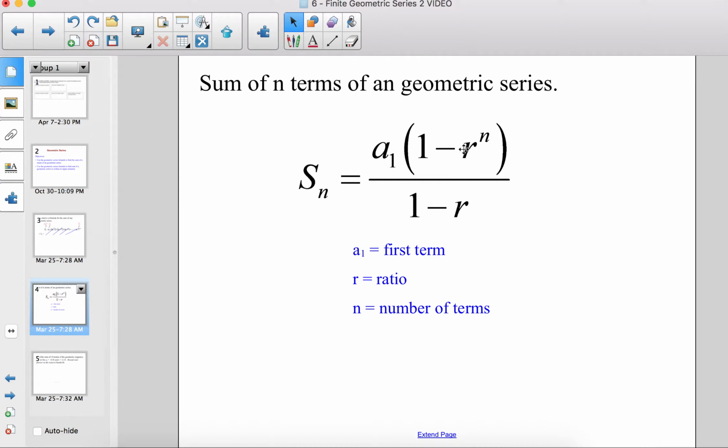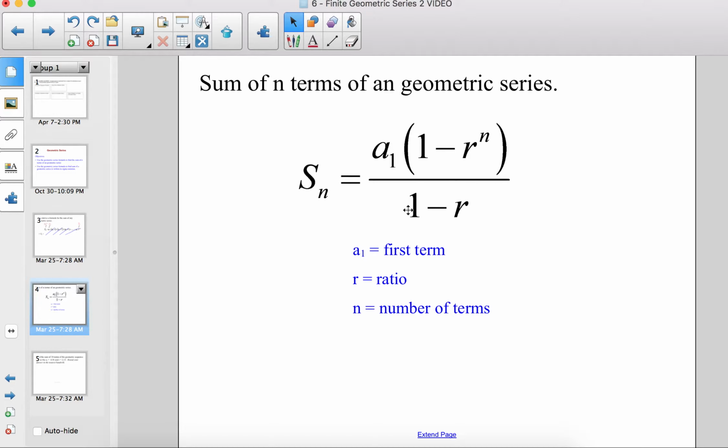And n is the number of terms. So if I'm trying to solve for 10 numbers, that means I'm adding 10 different numbers together. I'm going to put 10 in this place of n. Okay. Now, my formula doesn't have parentheses around this 1 minus r, but you'll see in a second that is super important when you're typing it in.